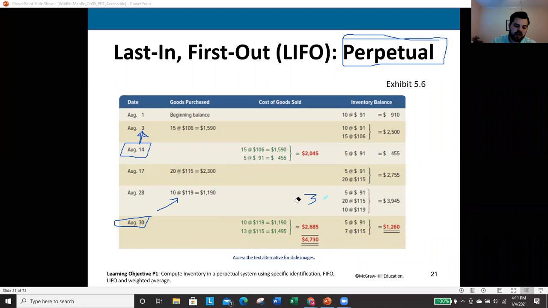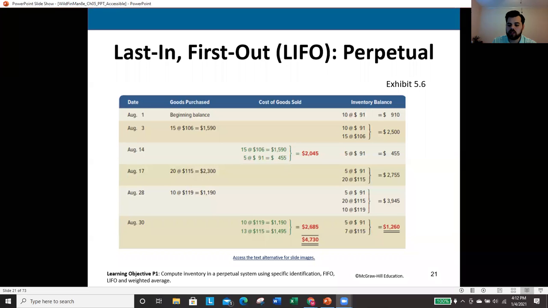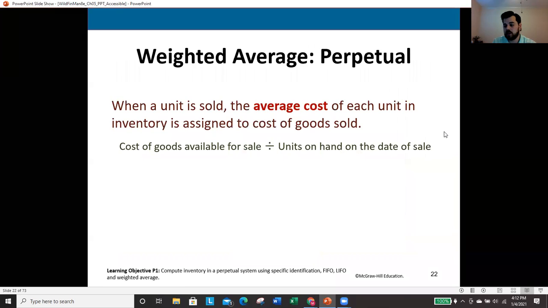Now, the truth is with FIFO, periodic and perpetual will give you the same exact answer. So in that case, if you want to treat perpetual FIFO just like periodic FIFO, feel free to do so.